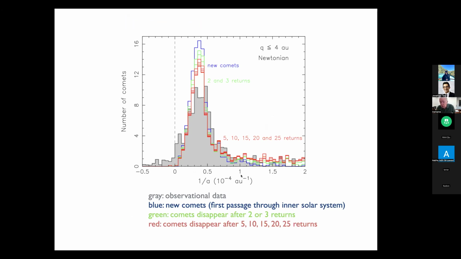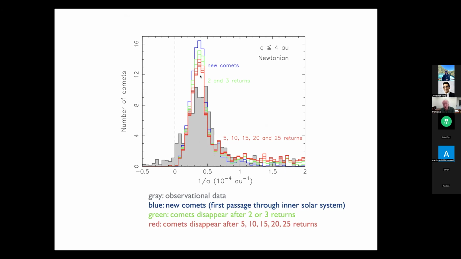So the natural question is whether this can produce the Oort spike that I showed earlier in the talk. The gray distribution here is the observational data of comets, the Oort spike, again centered between the parabolic orbit, an inverse semi-major axis of 0, and a semi-major axis of about 30,000 astronomical units. And what I plotted on top of the gray histogram is the result from the simulation.